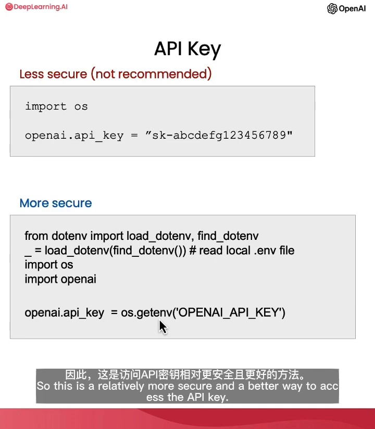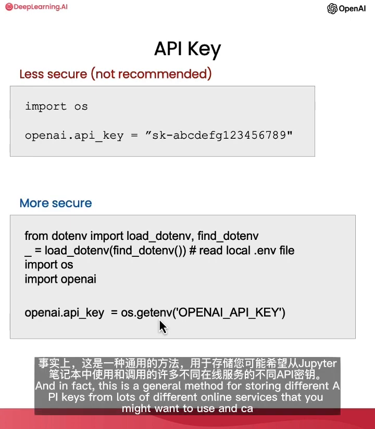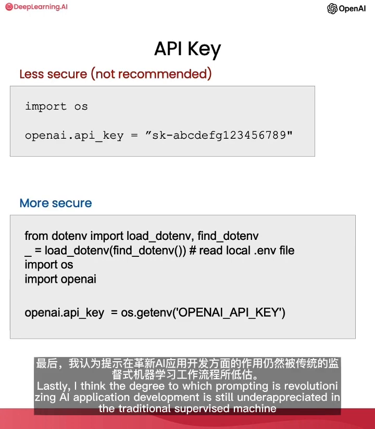So this is a relatively more secure and a better way to access the API key. And in fact, this is a general method for storing different API keys from lots of different online services that you might want to use and call from your Jupyter notebook.